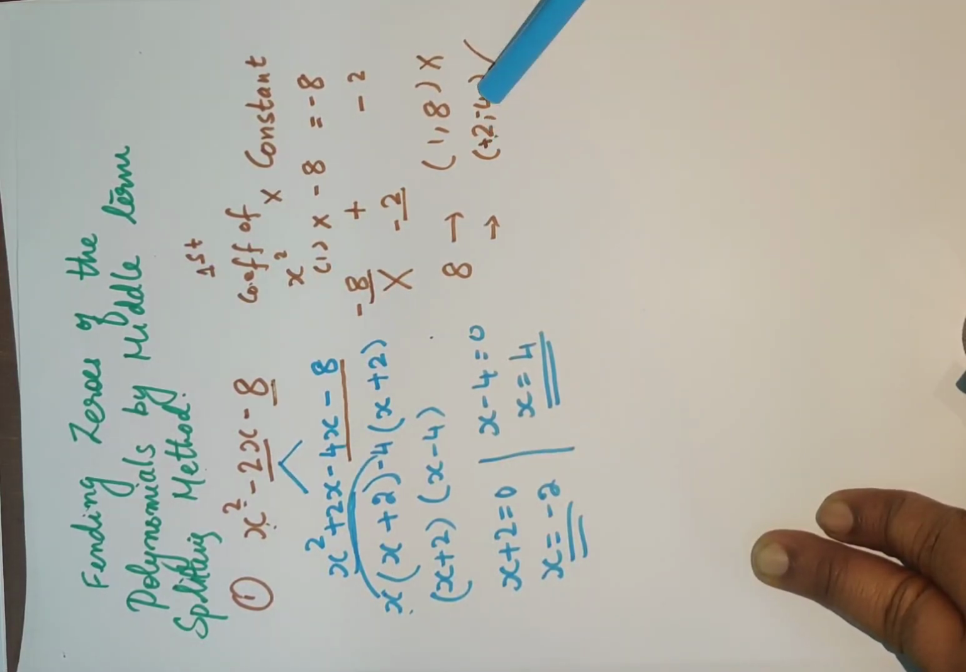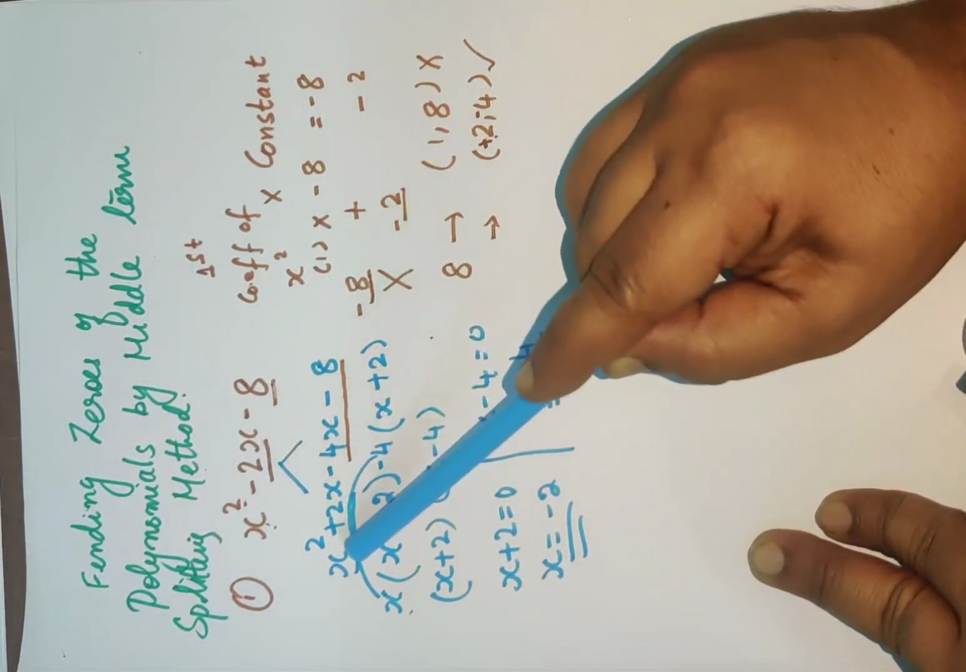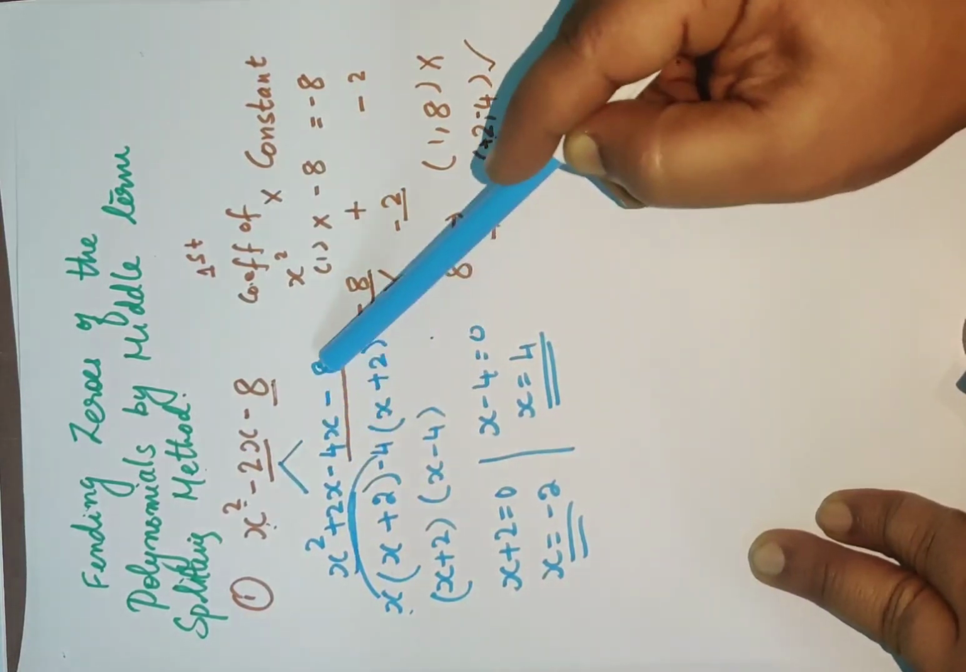But placing the signs is very important. If I keep here minus 2, here plus 2, the answer would be positive 2. But we need negative, which is why we keep the bigger number as negative. So 2 and minus 4 is the correct pair. So now we are splitting the middle term minus 2x as x square plus 2x minus 4x minus 8.